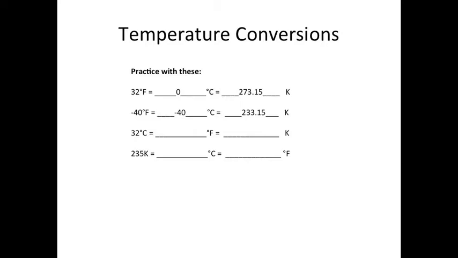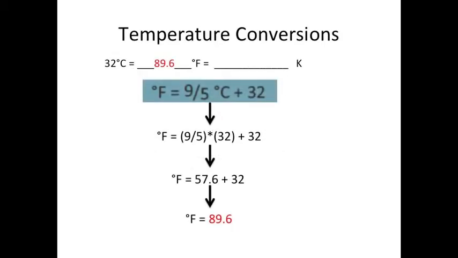Now let's move on to the third problem, where you have a degrees Celsius to convert. The question asks 32 degrees Celsius equals what degrees Fahrenheit and what degrees Kelvin? Since we have degrees Celsius, we can use a Fahrenheit equation. Degrees Fahrenheit equals 9/5 times degrees Celsius plus 32. So plug in the 32 for degrees Celsius and you get degrees Fahrenheit equals 9/5 times 32 plus 32. That gives you degrees Fahrenheit equals 57.6 plus 32, which in the end gives you a degrees Fahrenheit of 89.6.